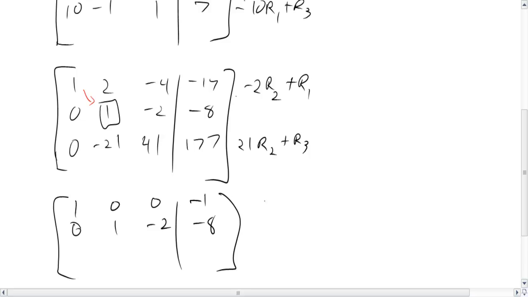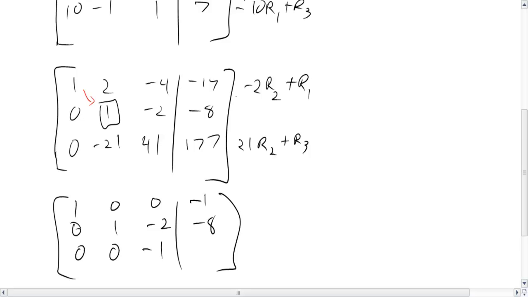So that kind of fell out nicely. Let's hope the next row does the same thing. Now, by design, yes, I am multiplying by 21, but 21 times 0 is 0, so that's easy. Then 21 times 1 is 21, plus a negative 21, that makes 0, so that's easy. 21 times negative 2 is a negative 42. Negative 42 plus 41 makes a negative 1, so that was easy.